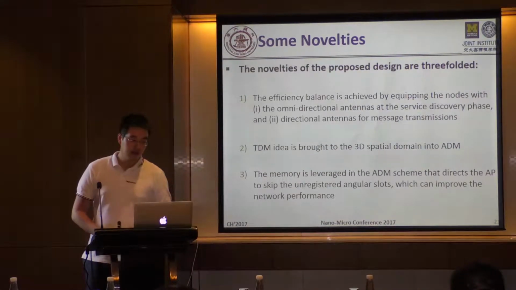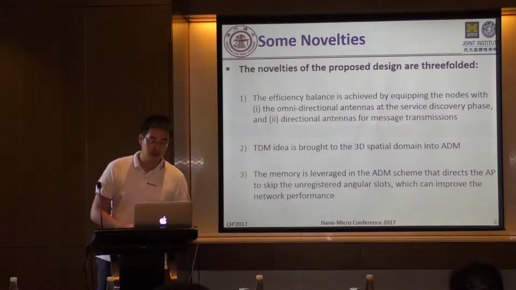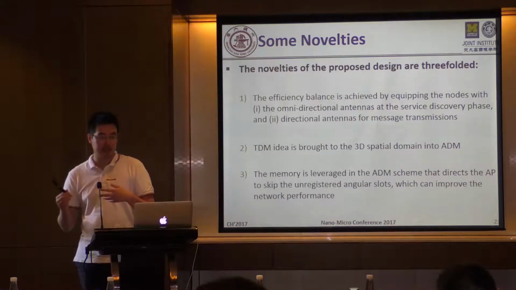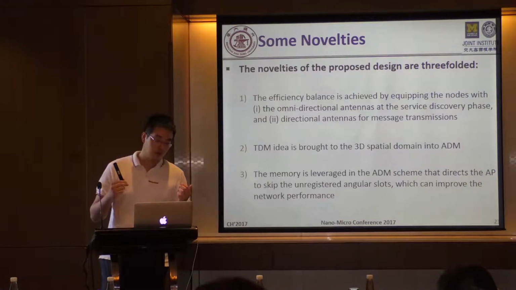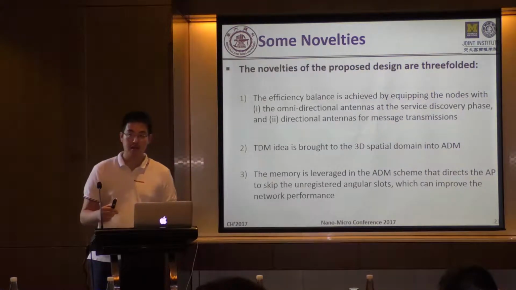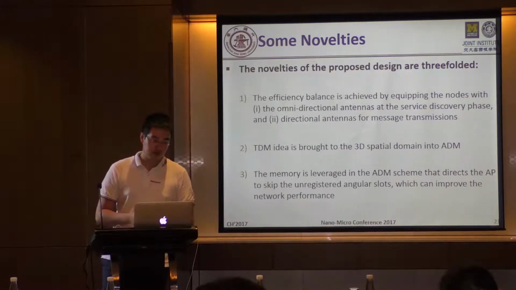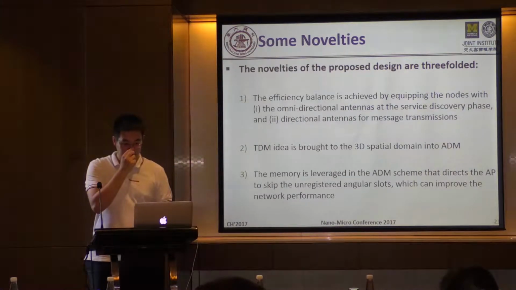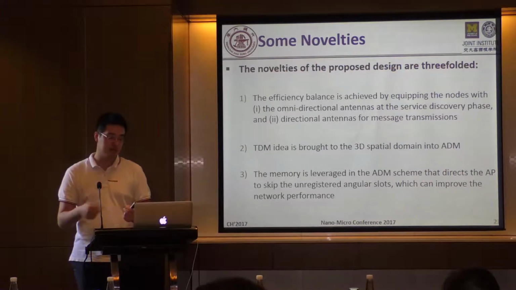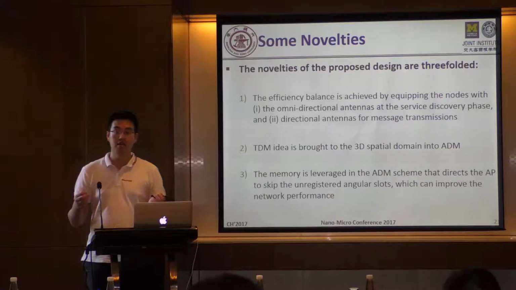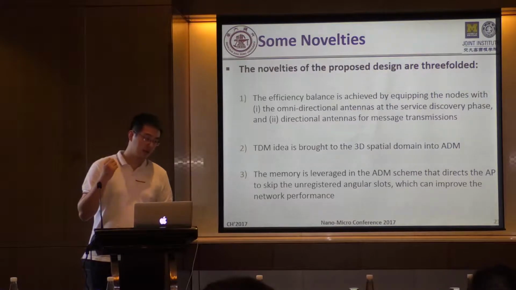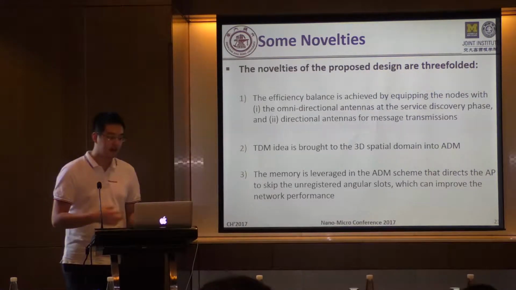Some novelties, okay? The efficiency balance is achieved by equipping the nodes with omnidirectional antennas at the service discovery phase, right? We also enable the directional antennas for the message transmissions. This balanced use of two types of antennas allows high efficiency. Then the TDM idea is brought to the three-dimensional spatial domain into the ADM, as I mentioned. The memory is leveraged in the ADM scheme to skip all the unused slots to save time.